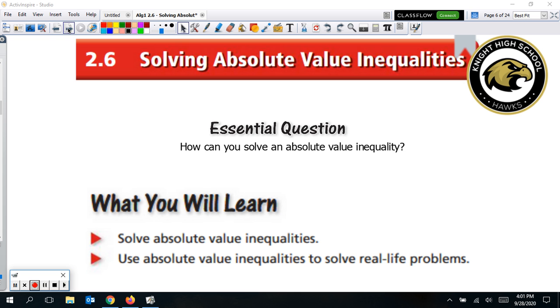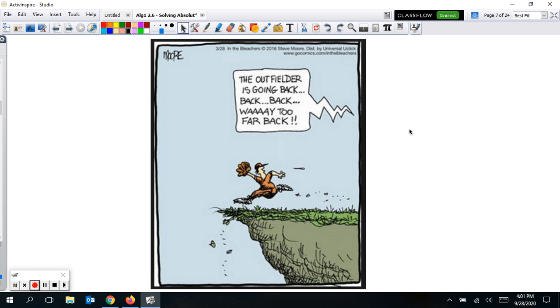All right, let's go ahead and look at our cartoon for the day. There's a guy who looks like a baseball player. The outfielder's going back way too far, and he falls off the cliff.